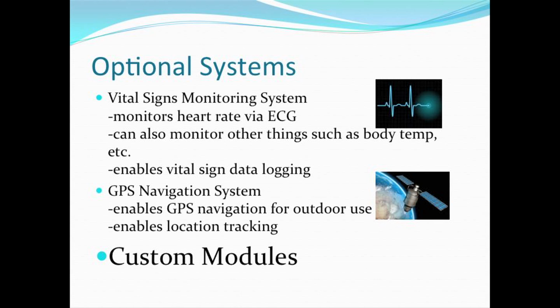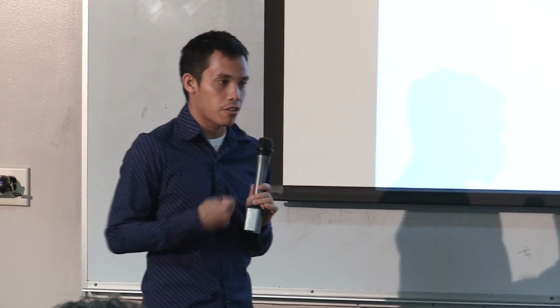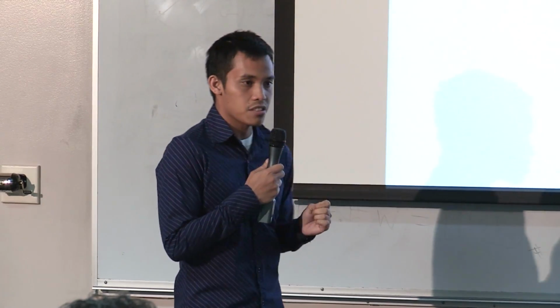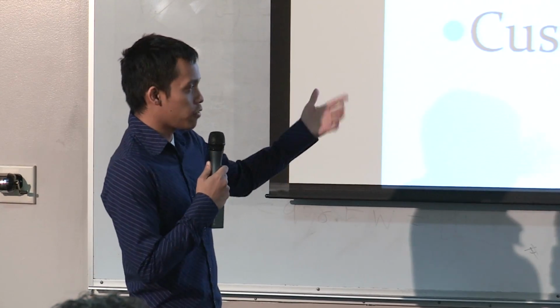Now for the optional systems. There are a bunch of optional systems that we can implement, like the vital signs monitoring system that I talked about earlier. Basically, it's just an ECG circuit that measures the heart rate and the signal. And a GPS navigation system, which is for navigation. Again, it's part of the custom modules.